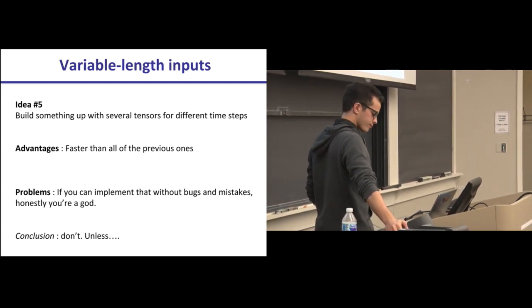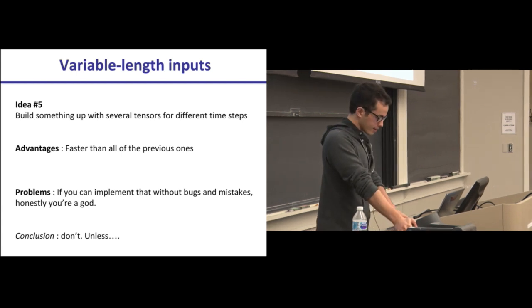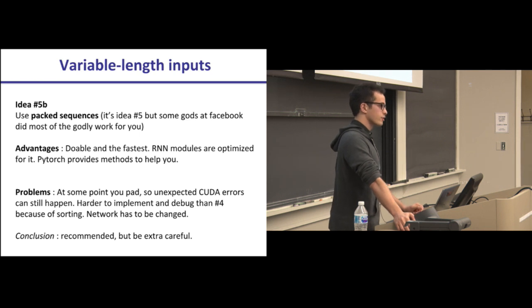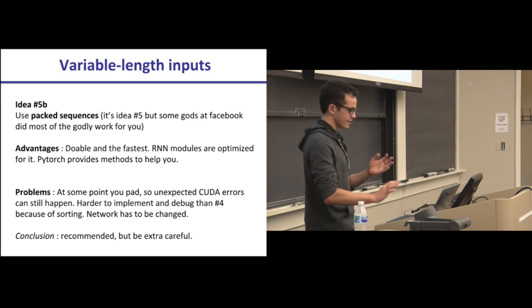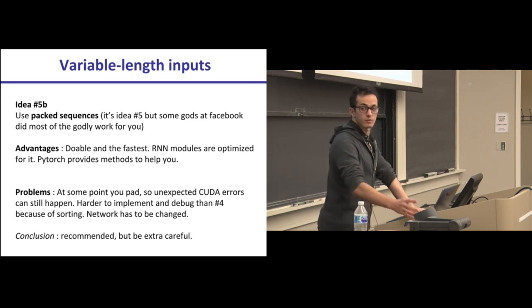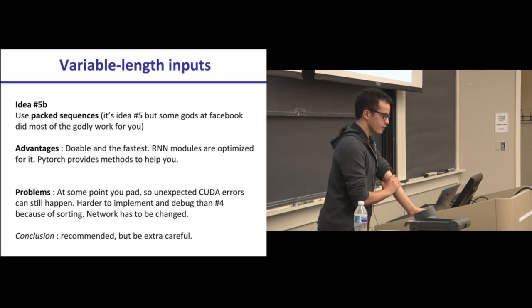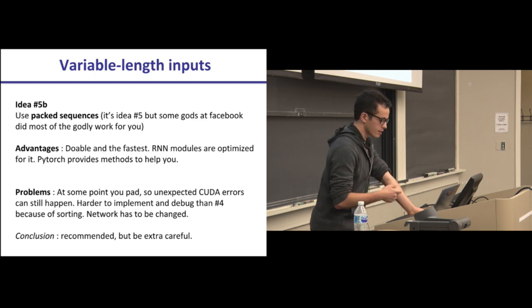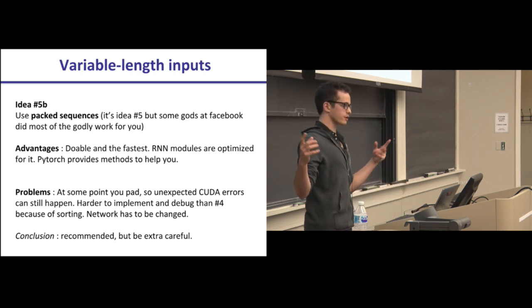But there is one good thing, which is that PyTorch already did that for you. That's called packed sequence. I don't know if you've met that before. Some guys at Facebook did that, so now you can do it too. You've got a whole wrapper around tensors called a packed sequence, and you can feed that to your RNNs. And that's actually probably the most advanced thing you can do in PyTorch to deal with variable length inputs.